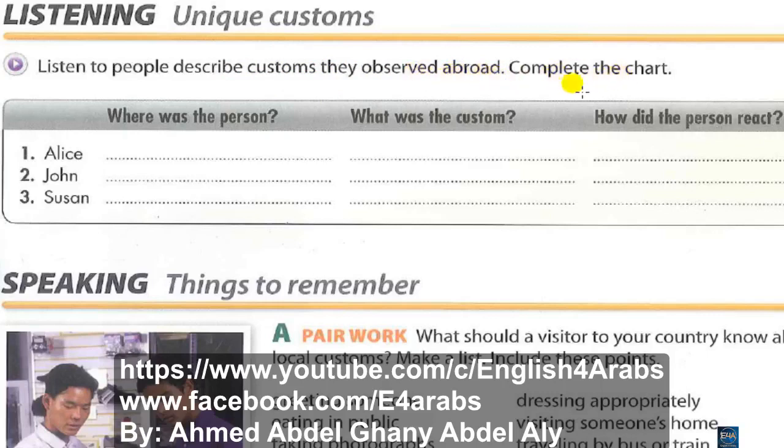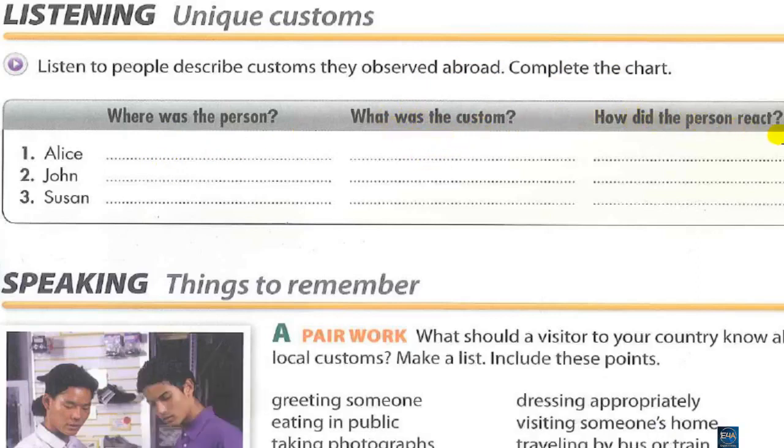Complete the chart. So number one, where was the person? The name of the country. What was the custom? What was the habit? And how did the person react? What about the person's reaction? Is he sad or happy?